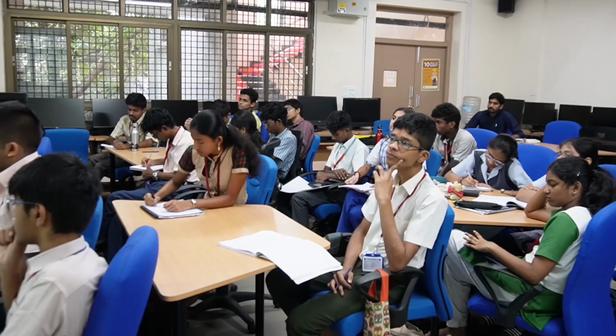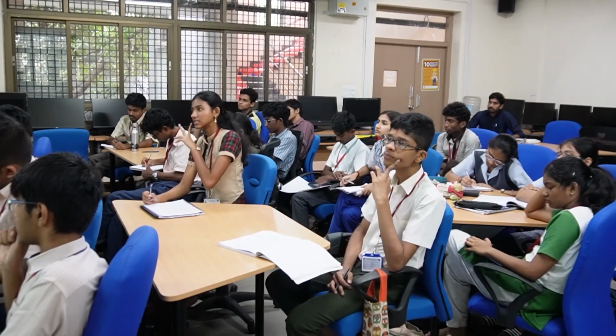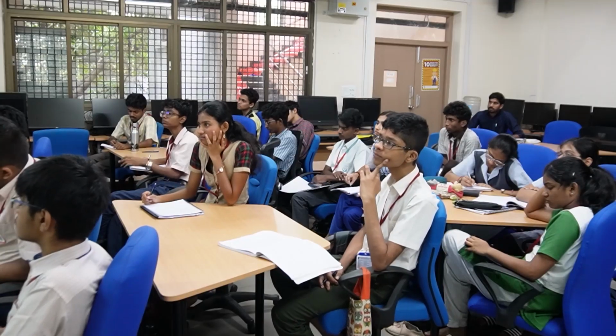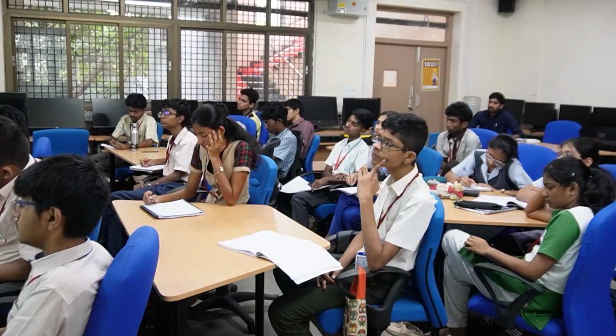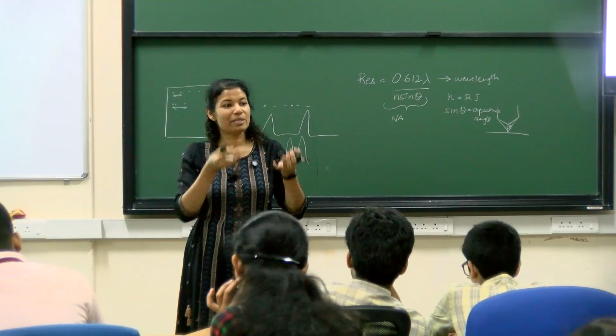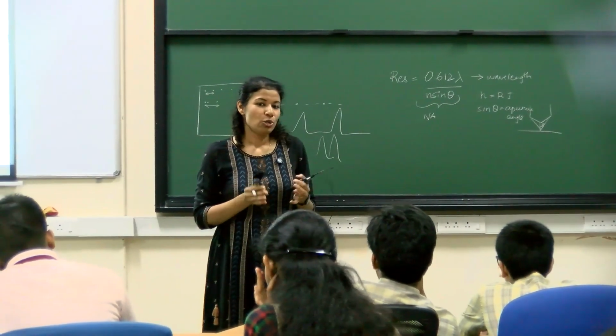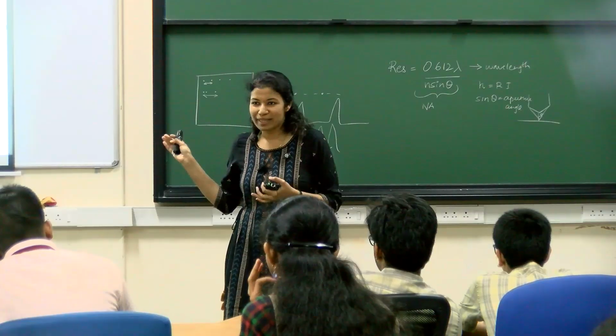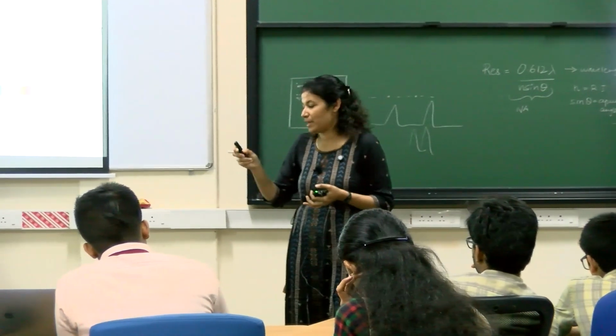175 is when you have a perfect microscope, but no microscope is perfect. There will always be some defects in the way the lenses are made, or there'll always be aberrations in your lenses. So you'll always have it slightly lower than that. It never even reaches 175.